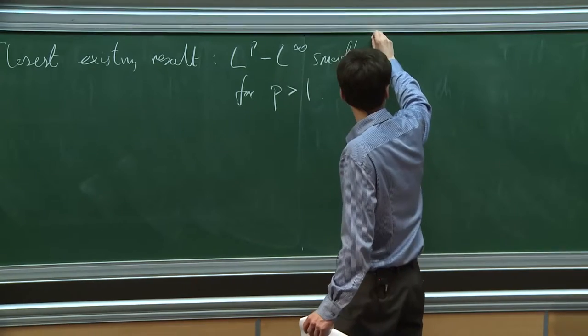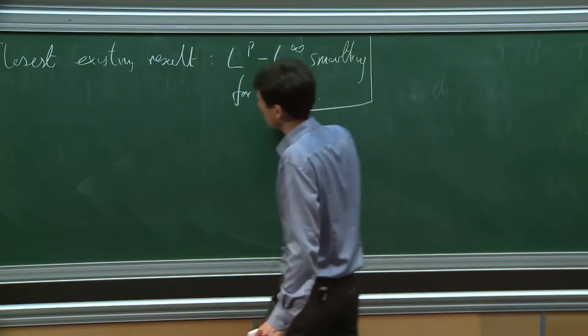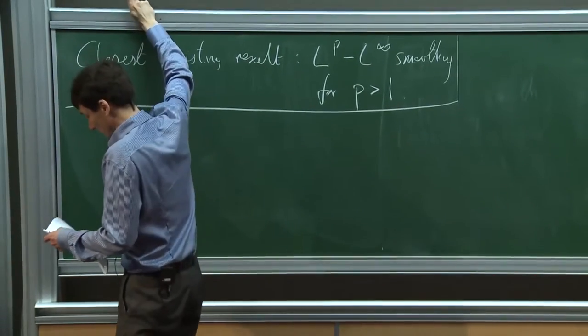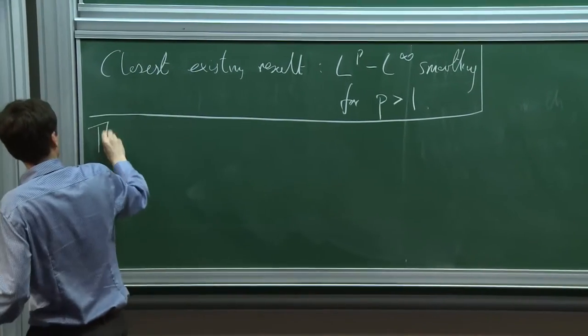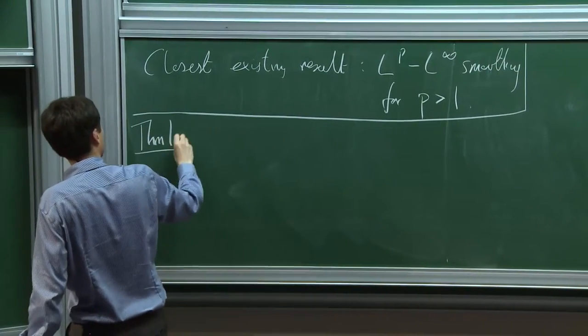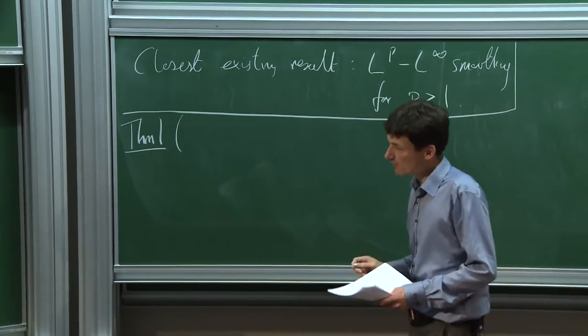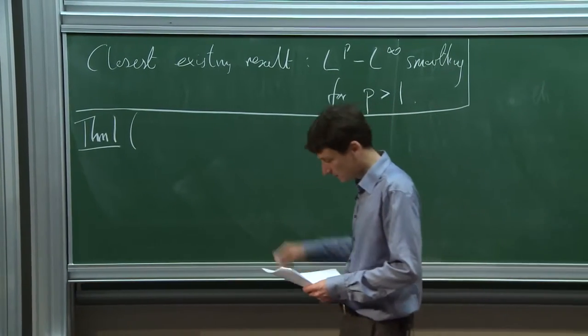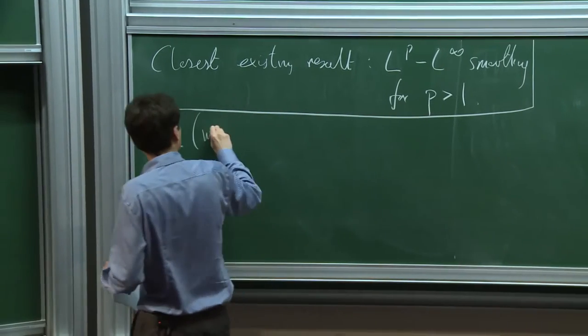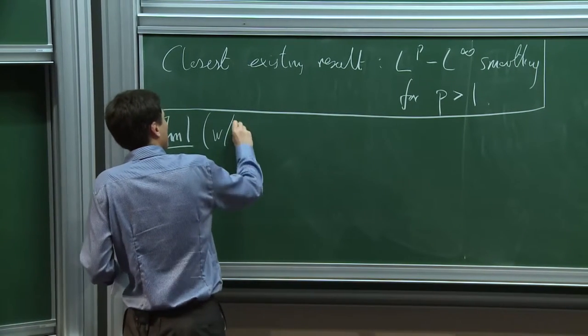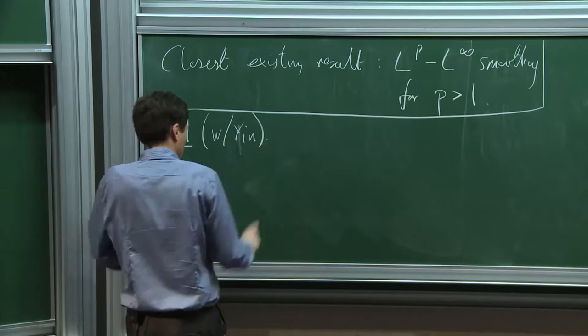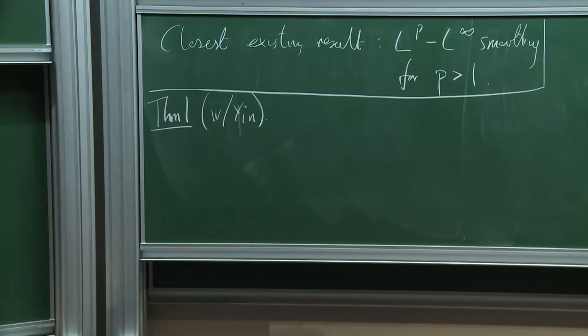So let's write down a theorem, and you'll see how it goes. This is the first theorem, which is the straight PDE result. And there's a little variation on that, which is the more geometric result. This is with Hao Yin. We proved it a few months ago, and we're going to submit it soon.